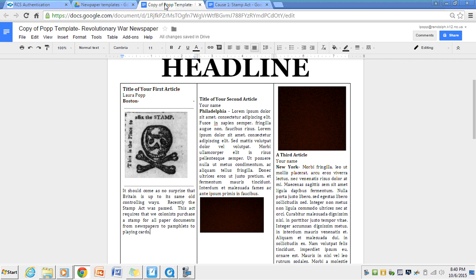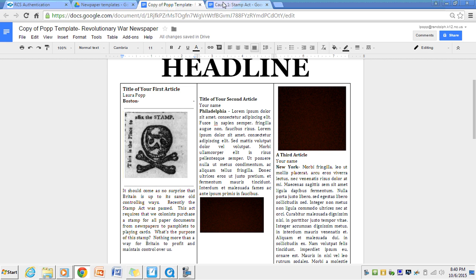Okay. I'm going to say, what's the purpose of this stamp? Nothing more than a way for Britain to profit and maintain control over us. Okay, so right now I have more work to do.